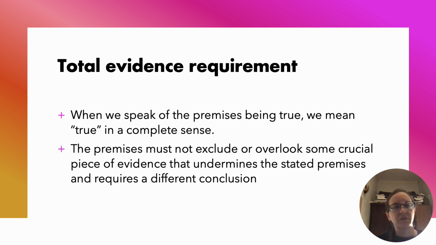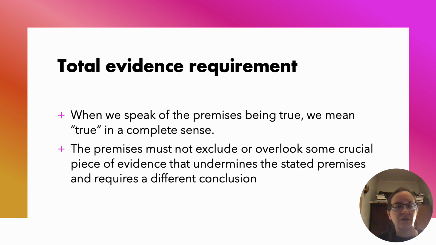Okay, so this is a little bit important later on. So, total evidence requirement. The premises must not exclude. This is talking about inductive arguments again, okay? We're talking about the strength of inductive arguments. So, if the premises of the argument exclude or overlook crucial pieces of evidence that undermine the stated premises and require a different conclusion, then the argument is weak.